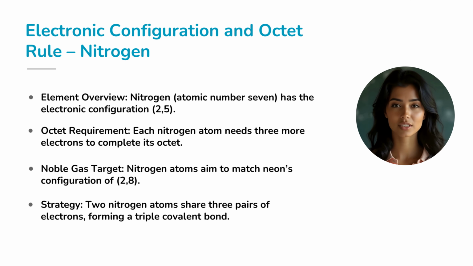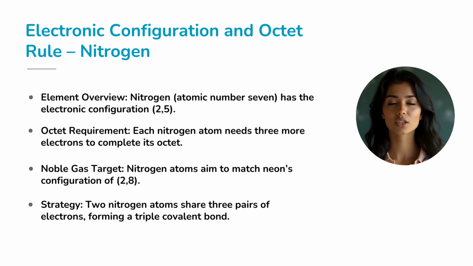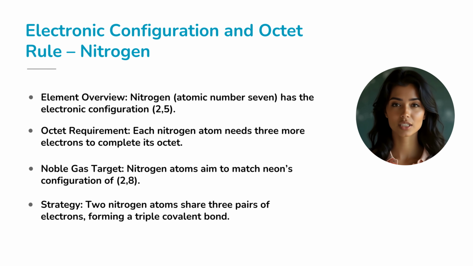Let's now turn our attention to nitrogen. Nitrogen has an atomic number of 7. So its electronic configuration is 2 electrons in the first shell and 5 in the second. We say 2, 5. That means each nitrogen atom needs 3 more electrons to reach the stable octet configuration, like that of neon, which is 2, 8.